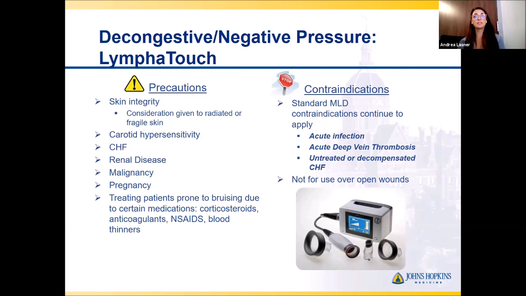Main things are NSAIDs or blood thinners, as you can get some bruising with more static pressure. Contraindications, of course, are anything with an acute DVT, unregulated CHF, things like that. Don't use it over an open wound, right? You're not trying to pull out more blood or create more of an opening there.